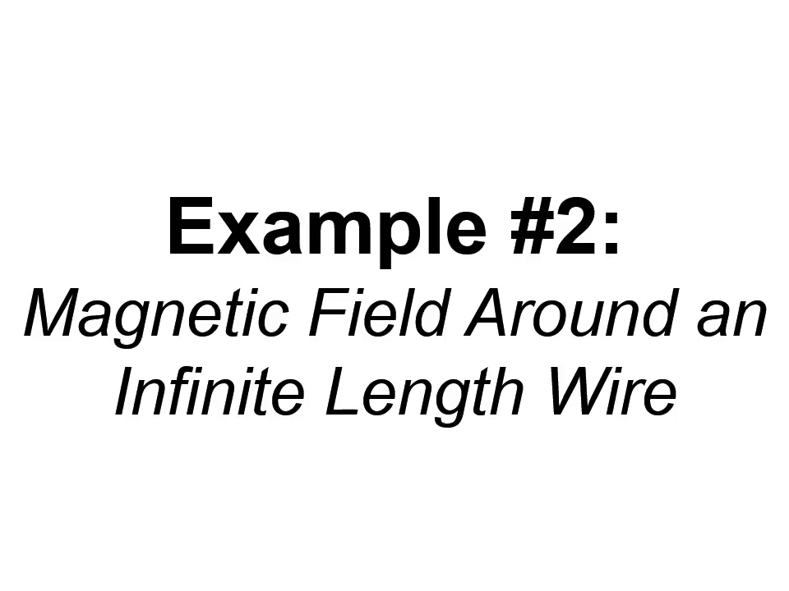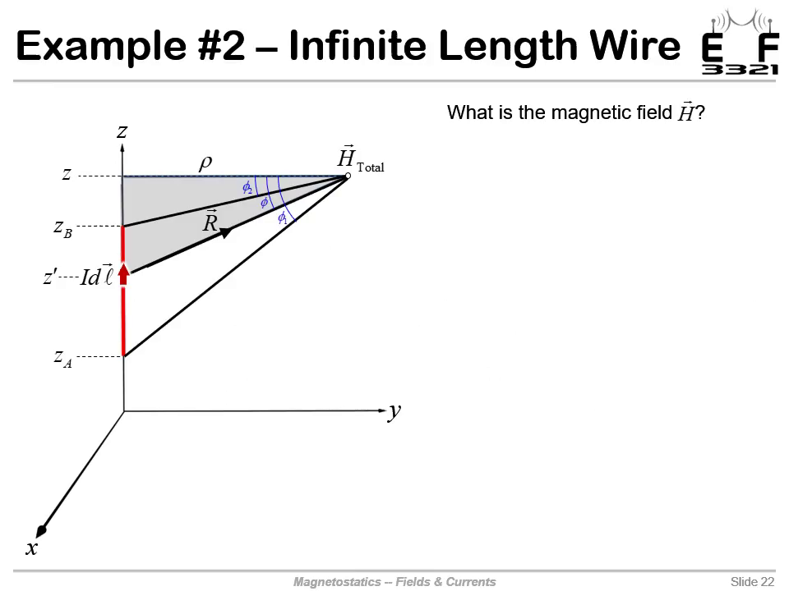Our next example is the magnetic field around an infinitely long wire. This is actually pretty easy to do because we've already done the work. We can borrow the solution we got from the previous example and apply it to an infinitely long wire. We have the same setup. Now we have to think, when our wire is infinitely long, what values do we use for phi1 and phi2?